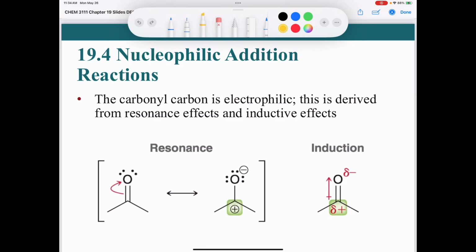Now, by this point in organic chemistry, you should be very adept at identifying nucleophiles and electrophiles, and I know you are. And now we're going to talk about nucleophilic addition reactions to carbonyl groups. And why are carbonyl groups electrophilic?